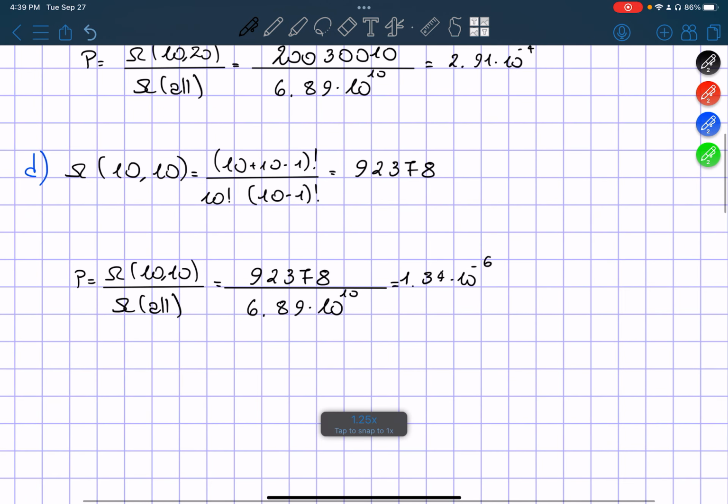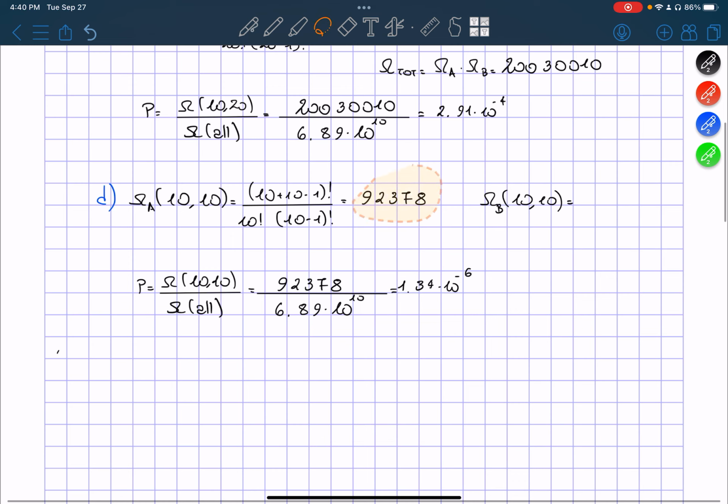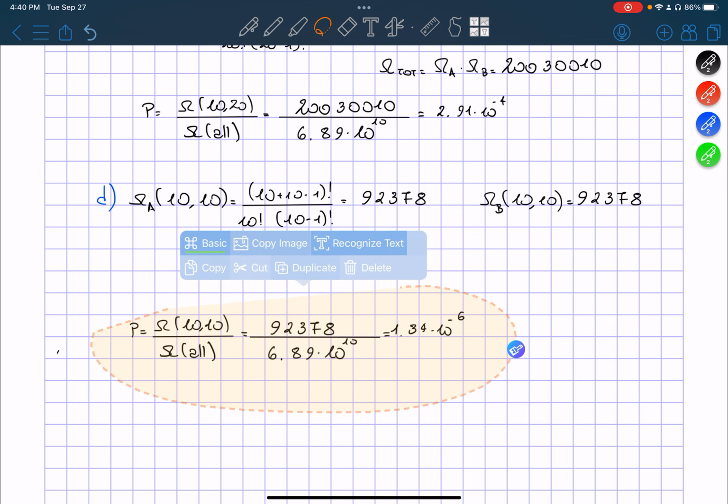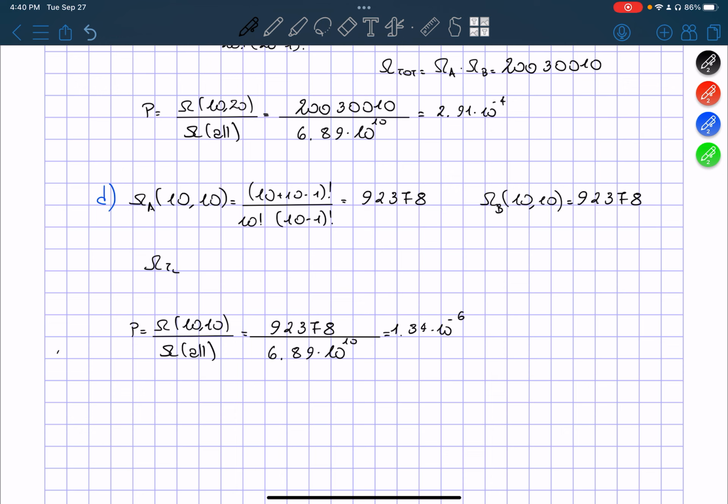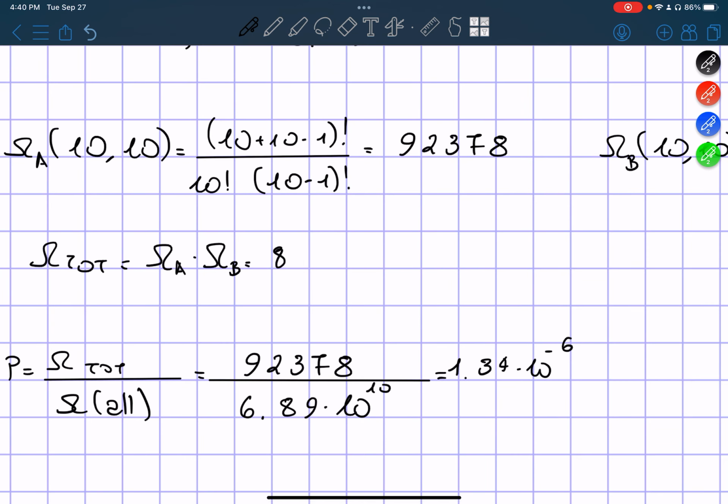For the second part instead, we're going to have the second one. So this one is A. The second one will then have, again, 10 oscillators and 10 energy units, so we'll have the exact same thing. So in order to find the total, we multiply the two. It would be A times B, which is equal to 92378 times 92378, which is a big complicated number, 8533694884.